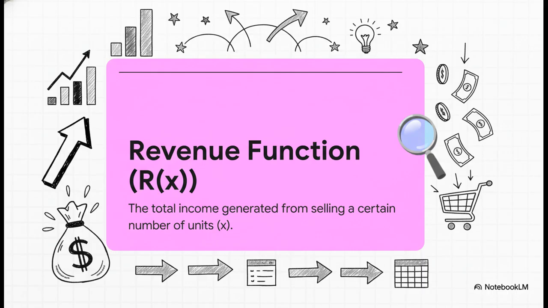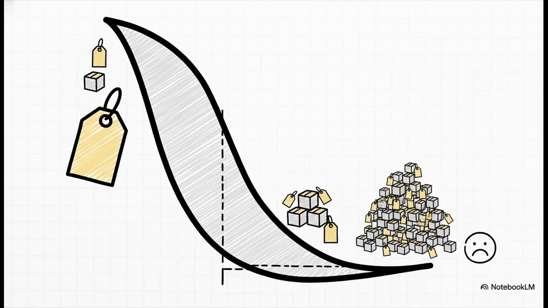It's basically the top line of your income statement. Now for our model, we're going to use this function right here. R of X equals negative 2x squared plus 800x. Now you might be looking at that and thinking, why isn't it just price times quantity? Well, that negative x squared term is absolutely crucial because it makes our model much more realistic.